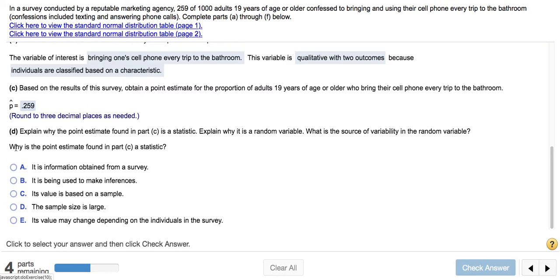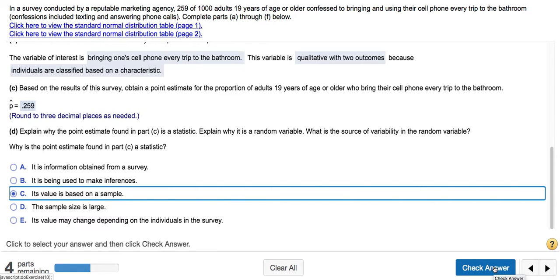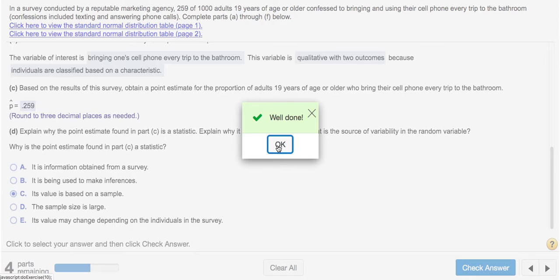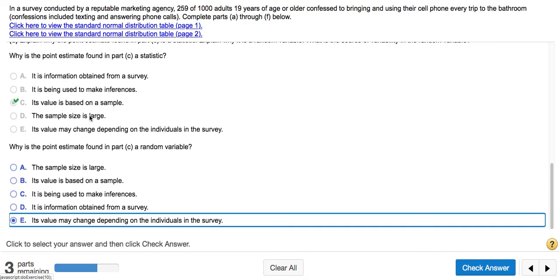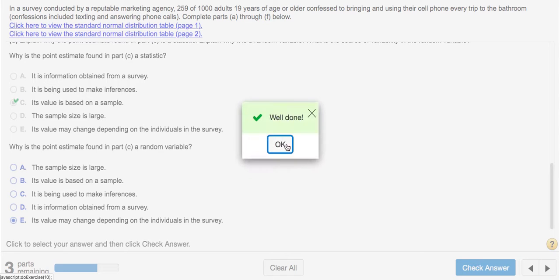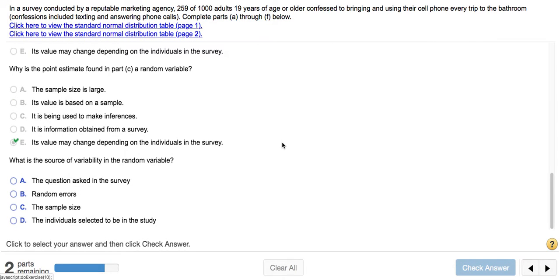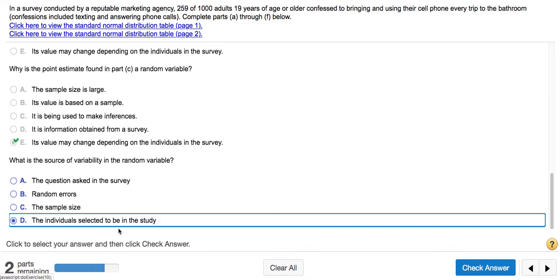Okay, so why is this point estimate a statistic? That would be because the value is based on a sample. So it's not the whole population, but it's just a sample of the population. And why is it a random variable? Well, the value may change depending on who you ask. If you select a different 1,000 people, you might get a different p-hat. So the variability comes from the people that you select. Actually, that's what the next part says here. The source of the variability depends on the individuals being selected in the study.